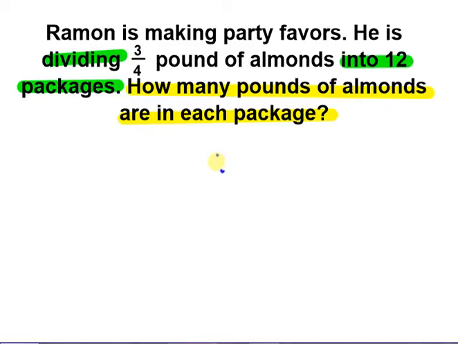But then, here's the hard part. Is it 3/4 divided by 12, or is it 12 divided by 3/4? So, what is being chopped up into parts?